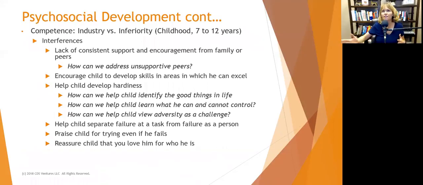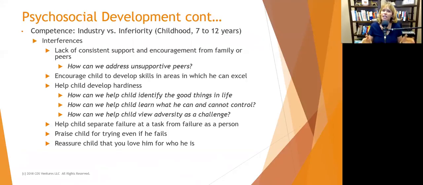For ages 7 to 12, we want to help them feel like they've got consistent support and encouragement, because they're starting to feel like they're industrious. They're starting to develop a sense of competence, and they're developing those skills they're going to build on in high school and later on. So we want to help them figure out how to handle unsupportive peers. We want to help them excel in areas that they're good at. So we want to encourage them to pursue interests and hobbies.